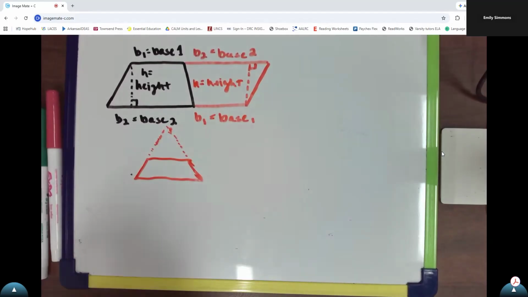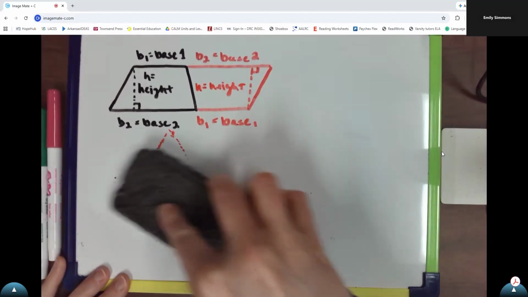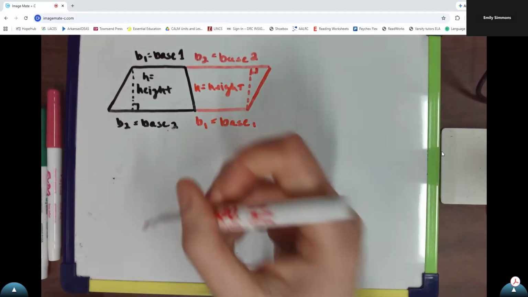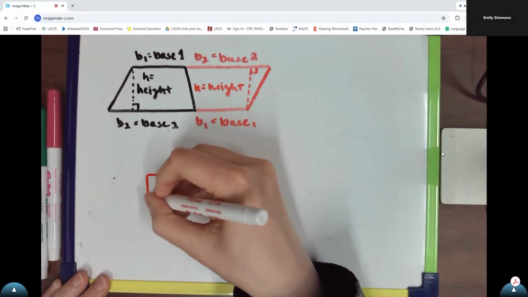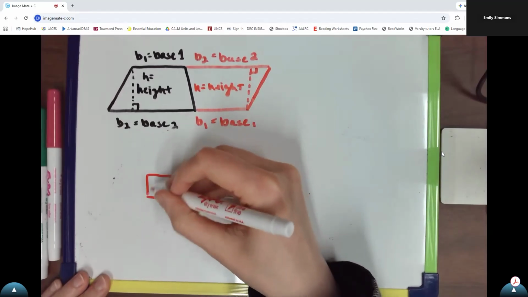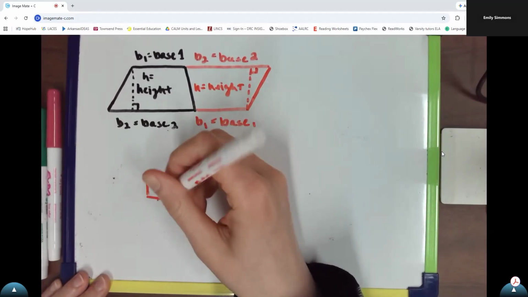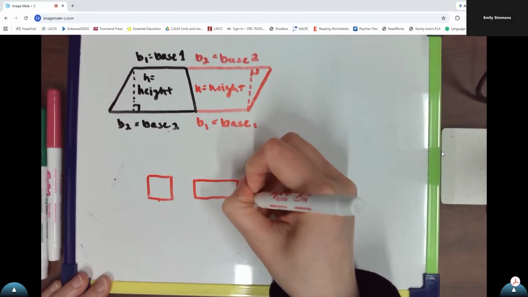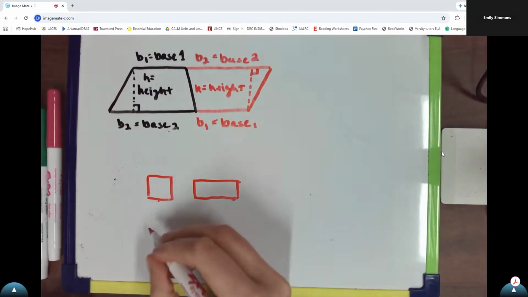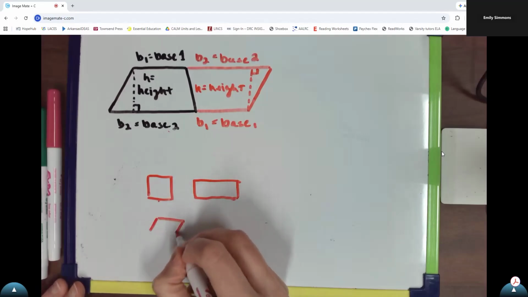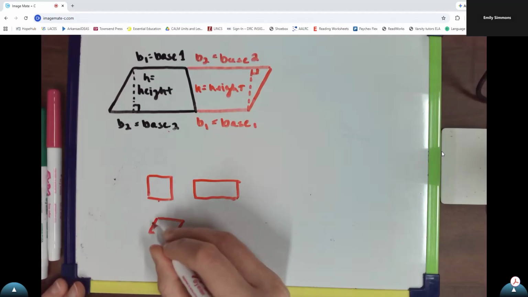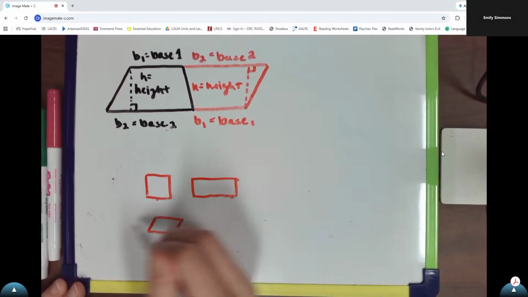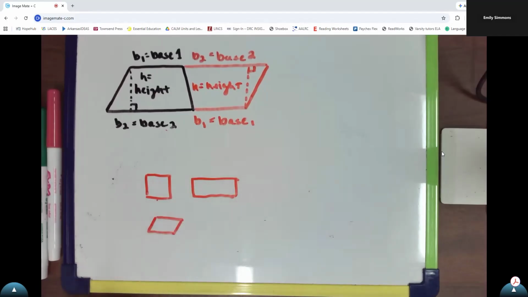Some other examples that are parallelograms are rectangles and squares because all of their sides, their top and bottoms, don't ever turn towards each other, and their left and right don't turn towards each other. So squares and rectangles are parallelograms. And then our parallelograms could also look like this, where our left and right are going in the same direction, and our top and bottom are going in the same direction.